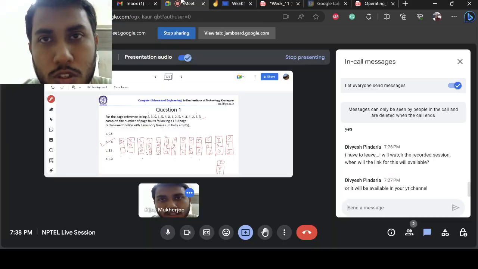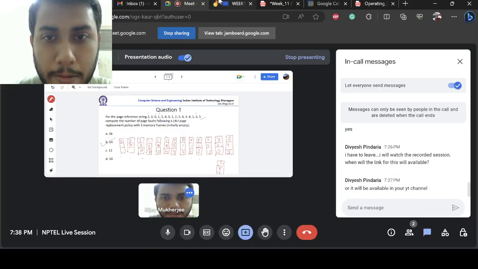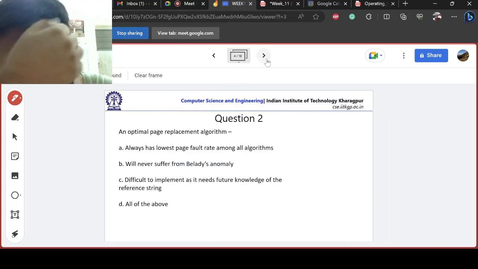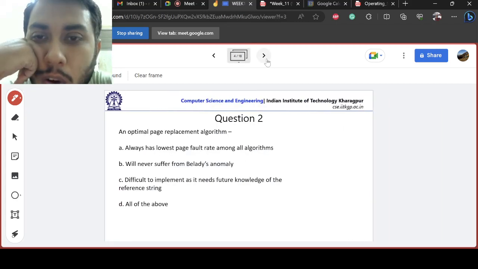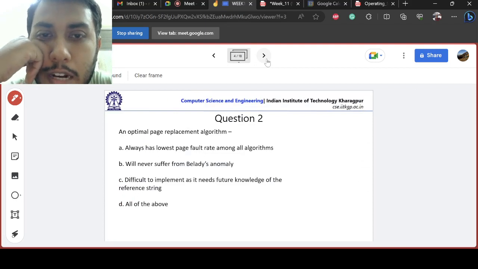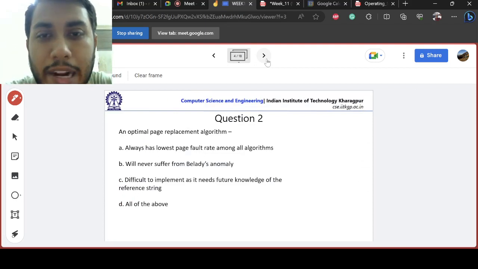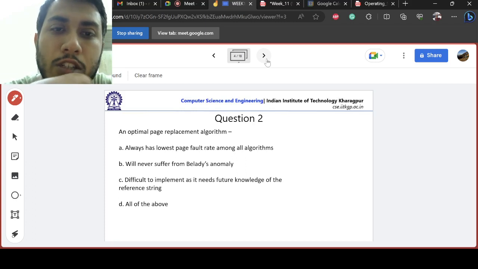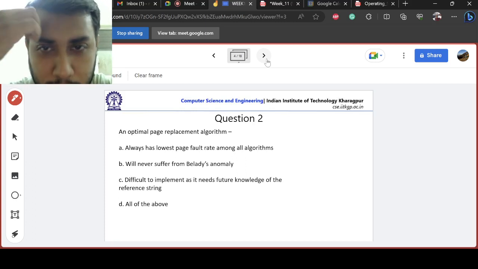Okay. So let's go to the next one. The optimal page replacement algorithm always has the lowest page fault rate among all the algorithms. It will never suffer from Belady's anomaly. It is difficult to implement as it needs future knowledge of the reference string.